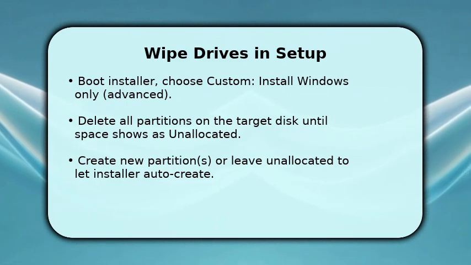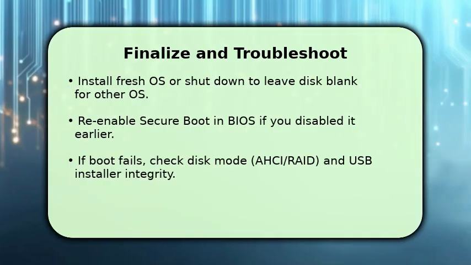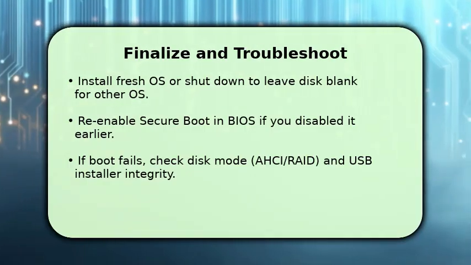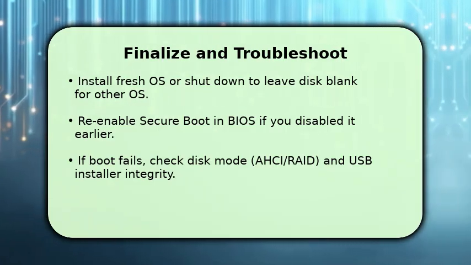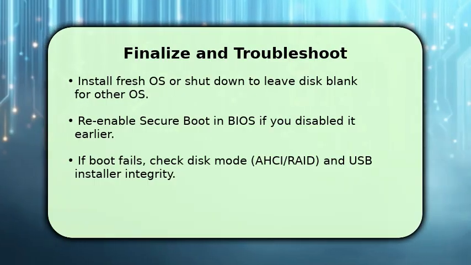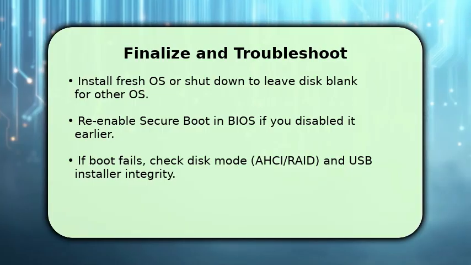You proceed to install the new system or power off if you intend to install a different OS later. Completing setup writes a fresh bootloader that replaces Windows 10. Once installation finishes, make sure to re-enable Secure Boot in BIOS if you had turned it off and reconnect peripherals.